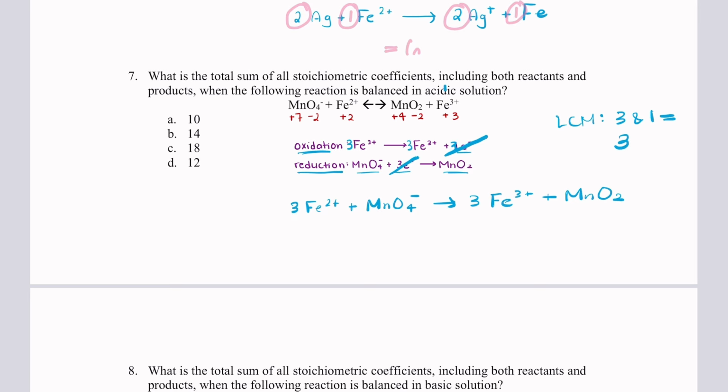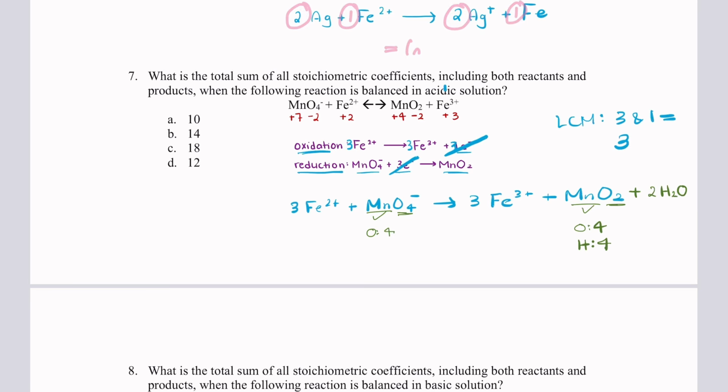We now want to balance the remaining atoms in acidic solution. Manganese is balanced on both sides. That's good. Then on the reactant side, there are 4 oxygens total coming from permanganate. And on the product side, there's 2 oxygens coming from manganese 4 oxide. To balance this, we're going to need to add 2 water molecules to the product side to supply the missing oxygens. So that introduces 4 hydrogens on the product side.